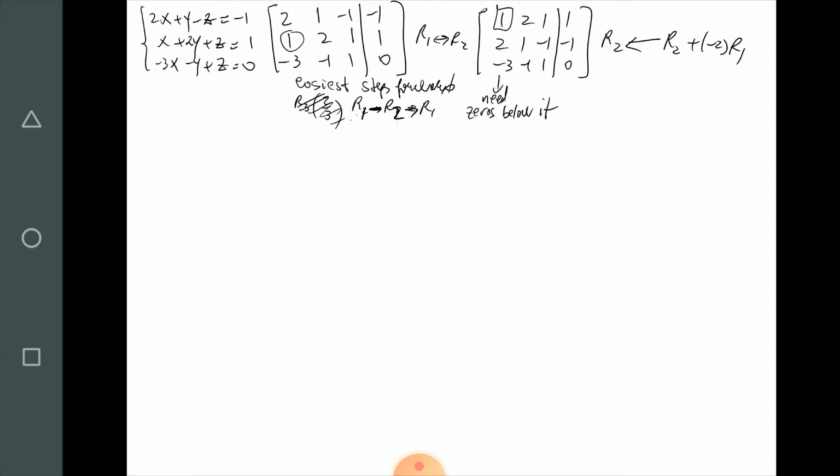I like to write, by convention, this arrow to indicate that these are the old rows and this is the new one.